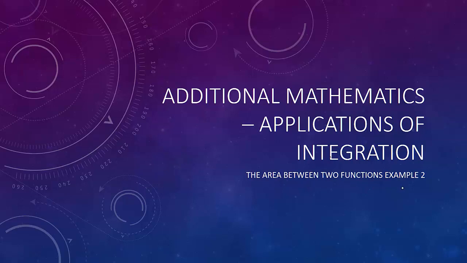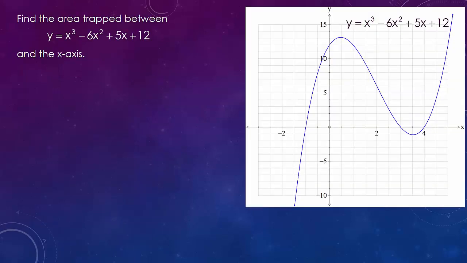The area between two functions, example 2. We want to find the area trapped between this curve and the x-axis. Now we can see this part here is above the axis and this little part here is below the axis. So we're going to have to do those separately, because if we just integrate from -1 right the way through to 4, we'll find this bit gets subtracted off.